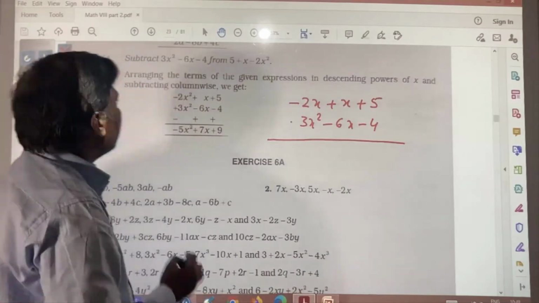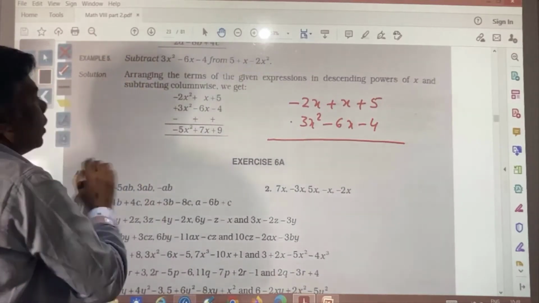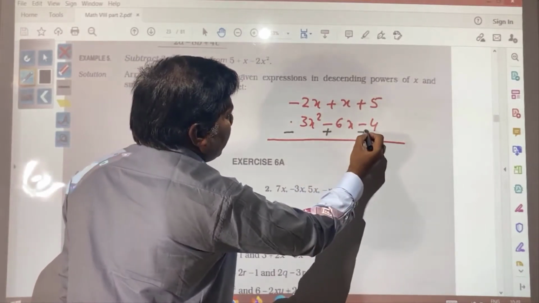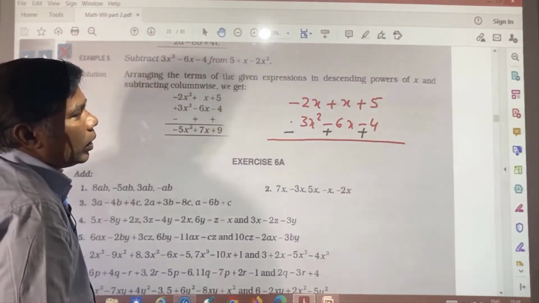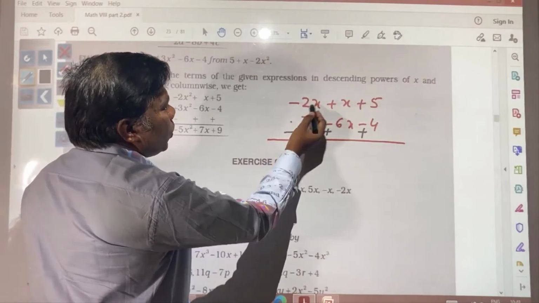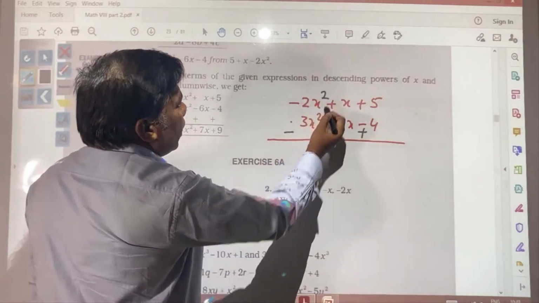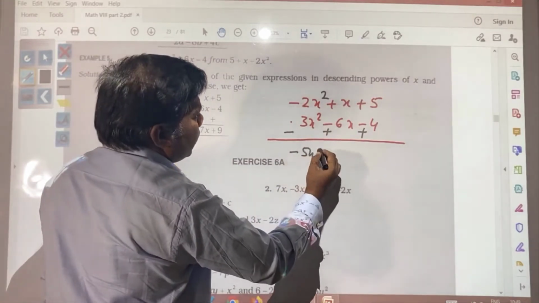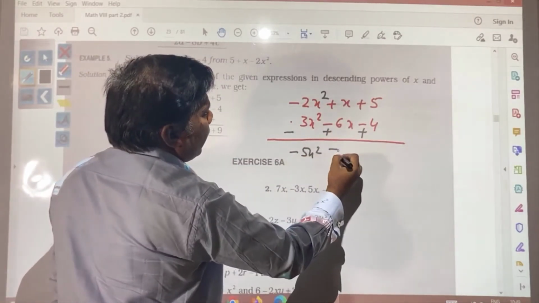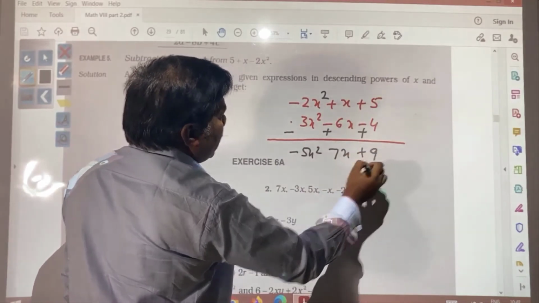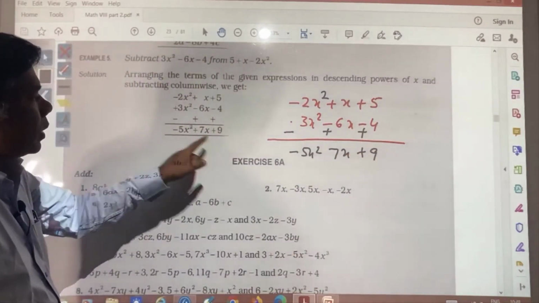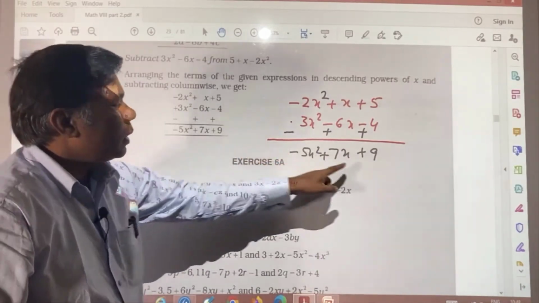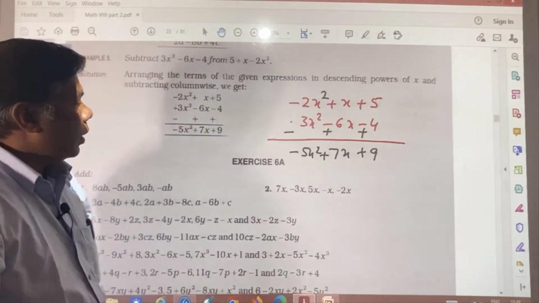Next step is what? You need to change sign. So here you have plus, it will become minus, minus will be plus, minus will be plus. Then addition is required to be done. Minus 2x square and minus 3x square will become minus 5x square. This will be 7x, this will be 9. Here you see minus 5x square plus 7x and plus 9. In this way this is required to be done.